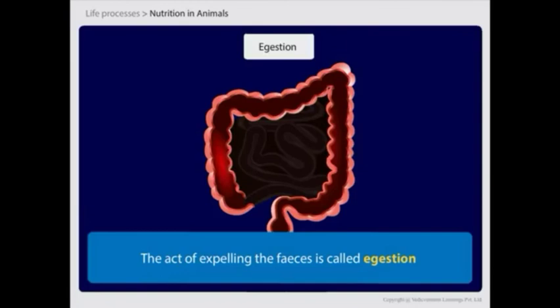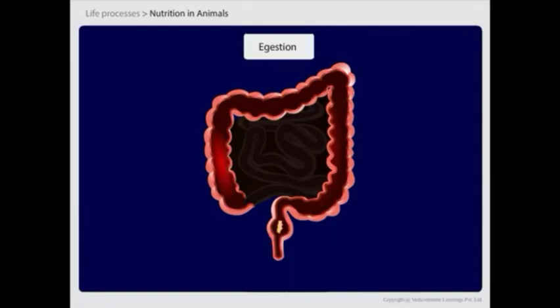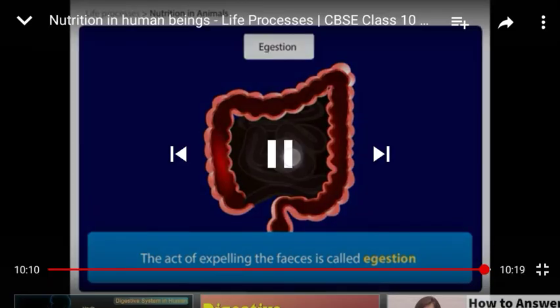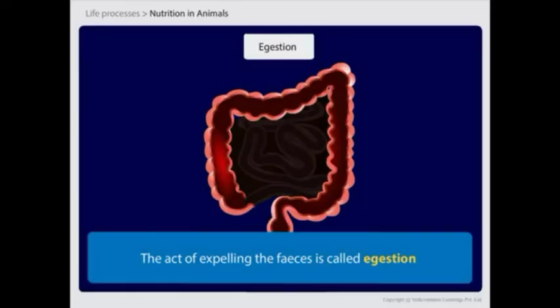The rectum stores the undigested food material and the waste, which finally moves out of the body through egestion. The feces are sent out through the anus, and this process is called egestion. The act of expelling the feces is called egestion. Right, children? Can you all understand the process of the digestive system?